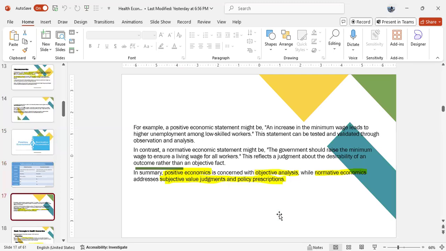Moving forward to their examples. For example, a positive economic statement might be: an increase in minimum wage leads to higher unemployment among low-skilled workers. This statement can be tested and validated through observation and analysis.